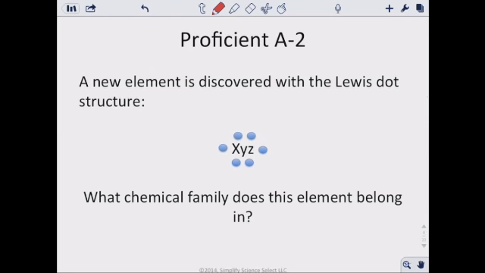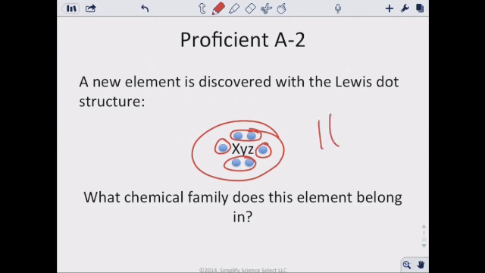So let's look at another one. It says proficient A2, a new element is discovered with the Lewis dot structure of, we see this, what chemical family does this element belong to? And so we'll just count the valence electrons here. 2, 4, 5, 6. So we have 6. So it's going to belong to group 16 because it has 6 valence electrons, and so therefore it'll belong in that oxygen family.